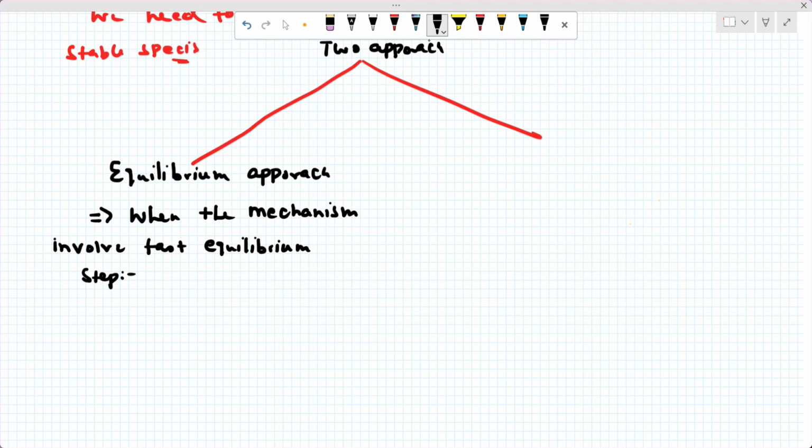Second, SSA. It is used when there is no fast reaction, no fast equilibrium in the mechanism.